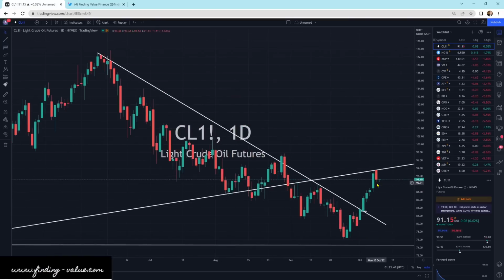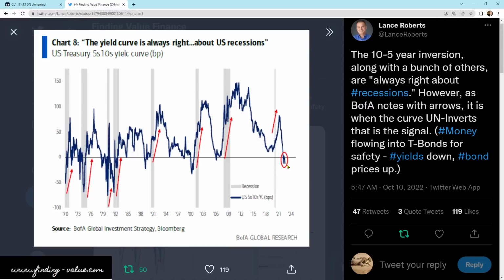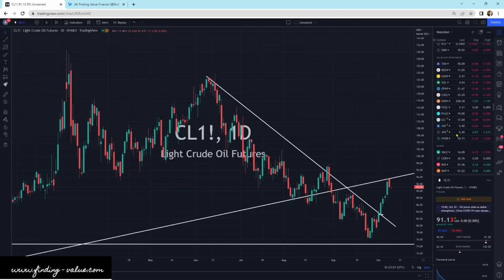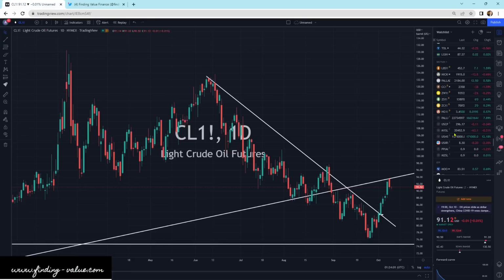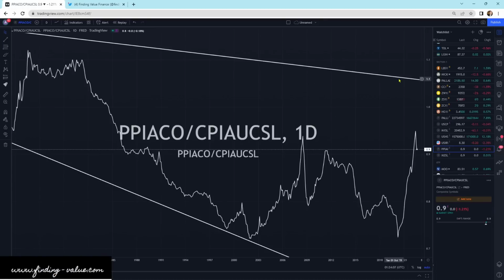Crude oil is also working its way higher here over the past, we got the trend line break to the upside. And I think this winter we're going to see inflationary pressures. So I think that the PPI to CPI ratio that I follow will go up this winter. And that's this guy right here. I think this is going to head higher and break out of its long-term downtrend line.